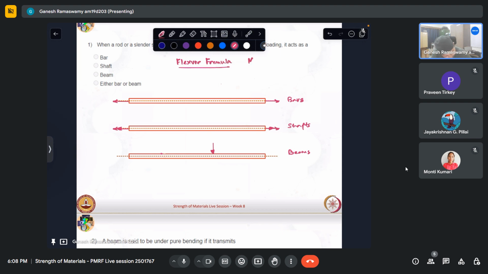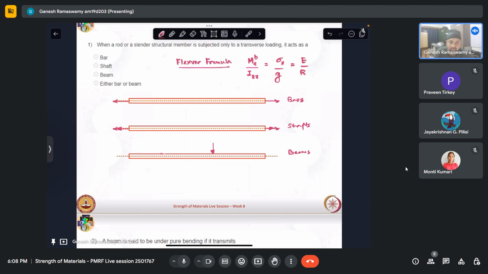which is M by I_z. This is bending about Z, I_zz, equal to sigma_x by y equal to E by the radius of curvature, which can be represented as R or rho or whatever. So here we are looking at the flexure formula in one of the planes.